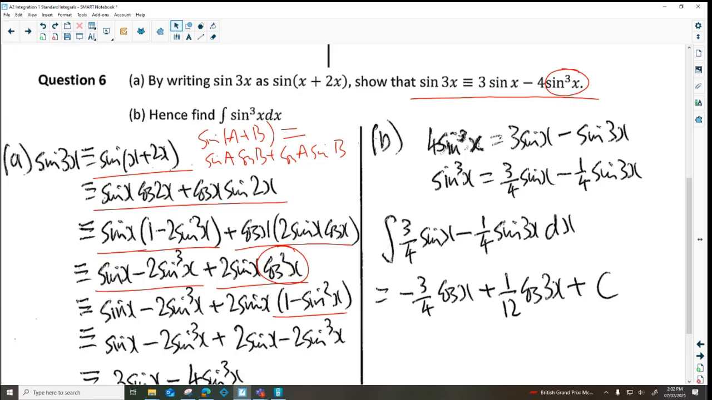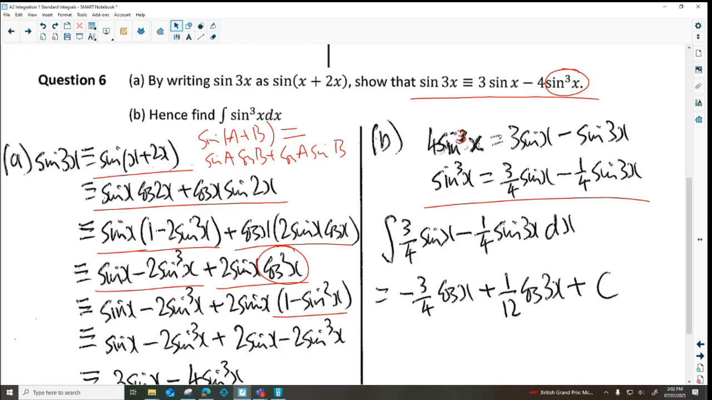Sorry, that's my terrible handwriting. I must have made a mistake on this. It is 3 sine x minus sine 3x. That's taken the 4 sine cubed across and the sine 3x back, and then divided by 4, you'll get sine cubed x is 3/4 sine x minus 1/4 sine 3x.